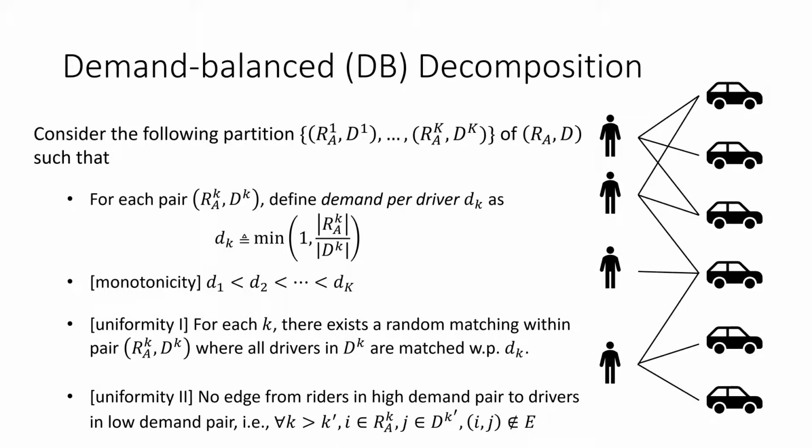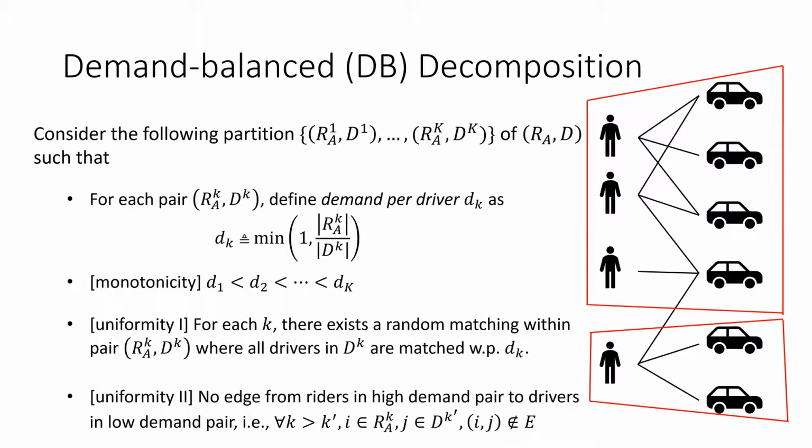Cool. Now, in order for us to have a better understanding of this DB decomposition, let's once again run an example on the right-hand side. Now we have a bipartite graph. Let me remind you that this bipartite graph corresponds to R, A, and D. First, we can consider the following partition containing two pairs. We can compute their corresponding demand per driver, which is equal to 1/2 and 3/4.